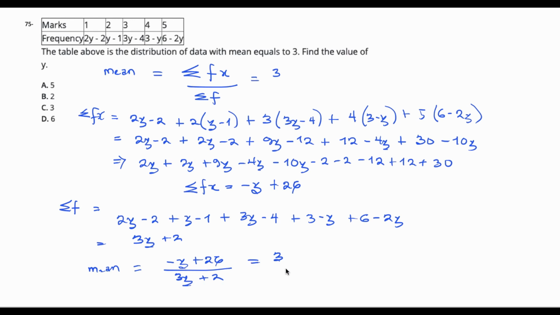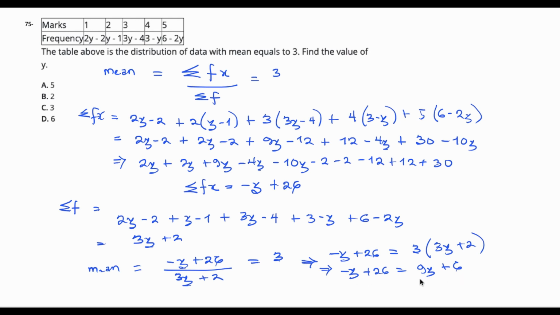So if we cross multiply, we'll have that minus y plus 26 is equal to 3 multiplied by 3y plus 2. And this is minus y plus 26 is equal to 3 times 3y equals 9y plus 3 times 2 equals 6.